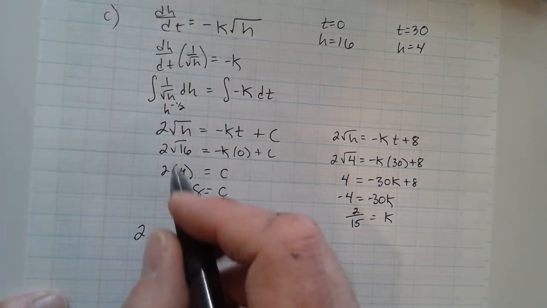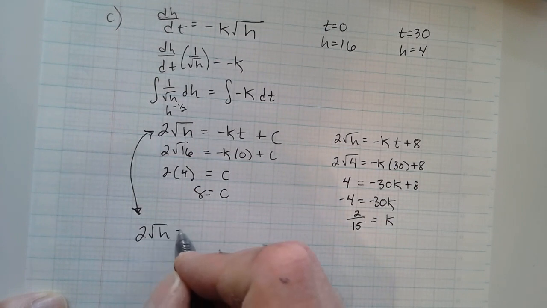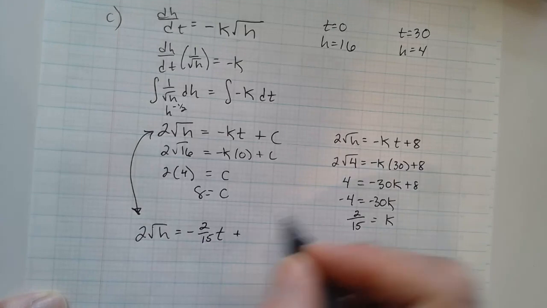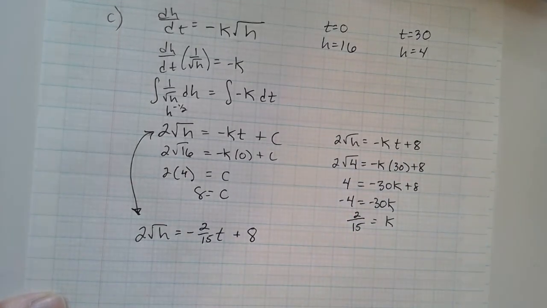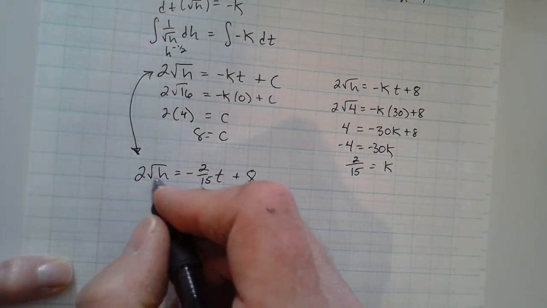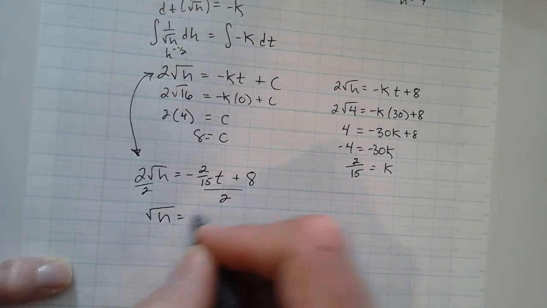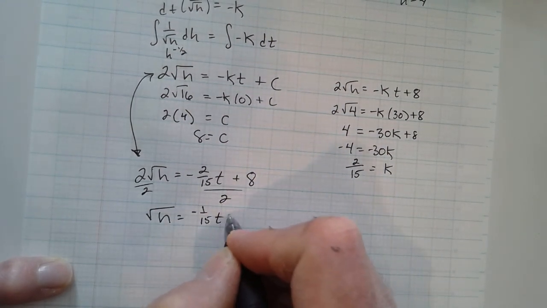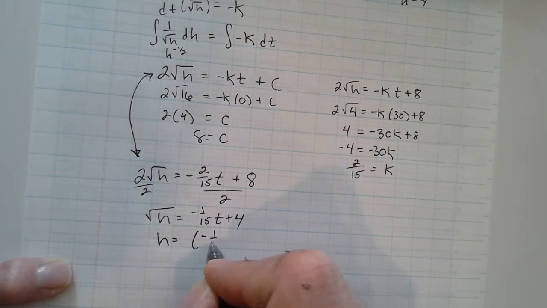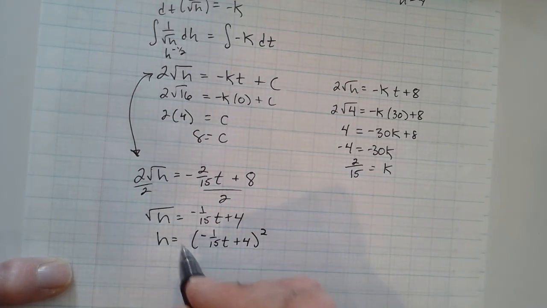All right, so we have our answer. It's this one right here: 2 square root of H equals negative 2/15 t plus, C is 8. Now we just have to solve for H. So divide by 2. Square root of H equals negative 1/15 t plus 4. Square both sides. And there's our H of t.